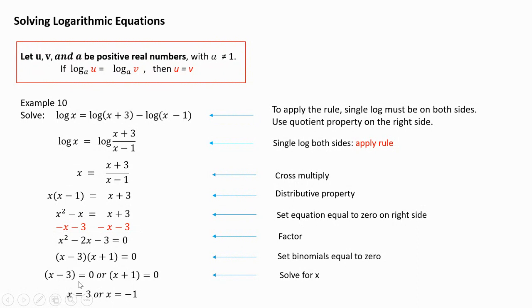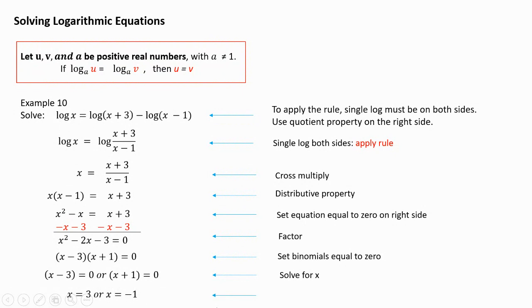Because if we add 3 to both sides, right, it's going to give me x equals 3. Here on the right side, if we have x plus 1 equals 0, if we subtract 1 to both sides, it's going to give me x equals negative 1. So these are my solutions. Okay, now, but remember that you have to go back and check, see if it's true. But right away, I know this is not the answer, the negative 1, because if I plug in negative 1 to the log of x here, it's going to give me undefined, right?